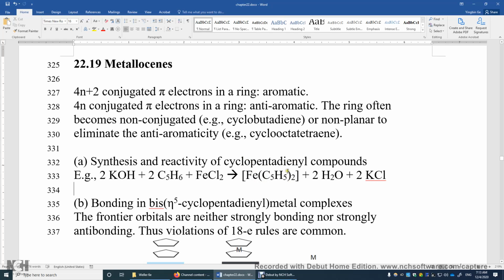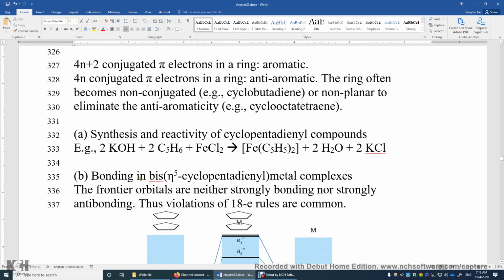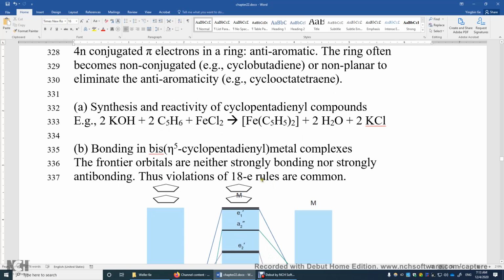So how do we make this? It's pretty simple. Potassium hydroxide, this is neutral cyclopentadiene with 2 double bonds and a CH2 group. And then over here, this is just to provide this iron 2+ to form this metallocene of iron. Subsection B, bonding in bis eta 5 cyclopentadienyl transition metal complexes. I'm going to show you an example here.